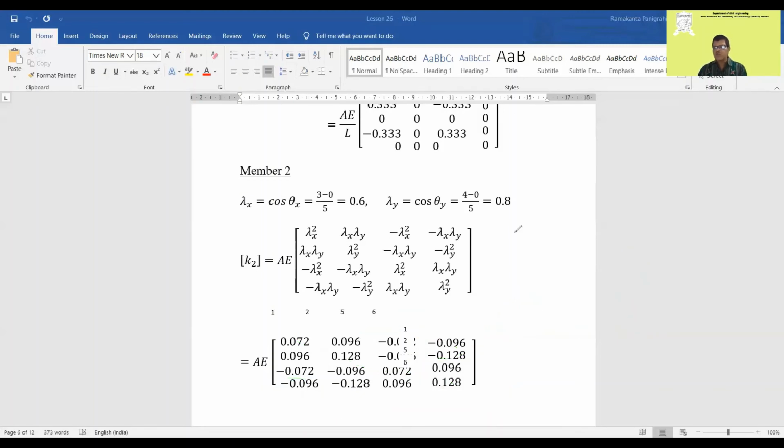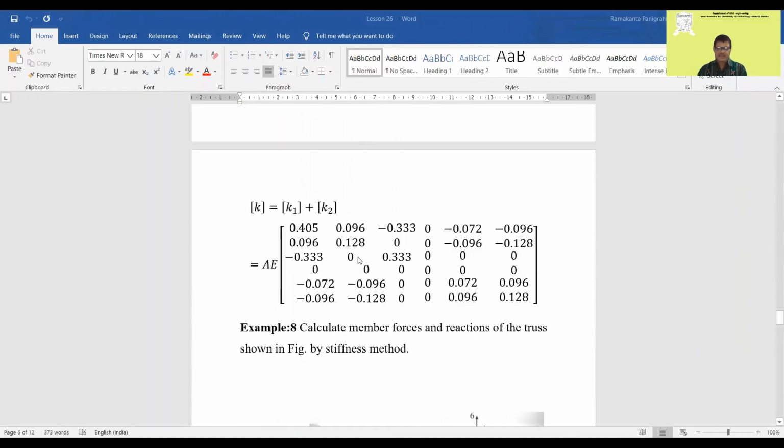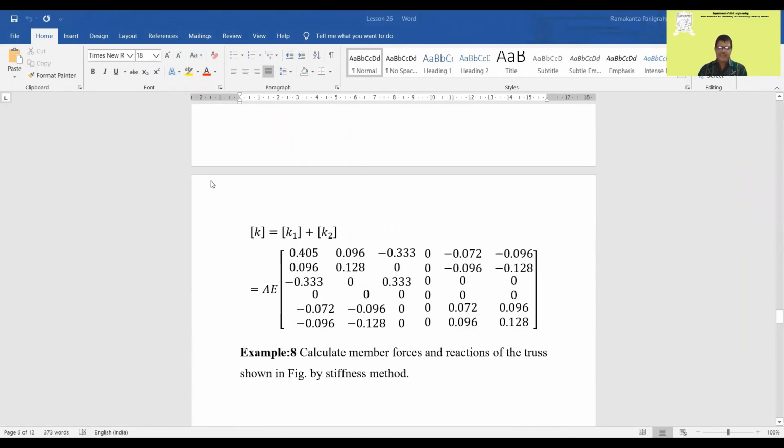Now we find the two member stiffness matrices. Both are 4 by 4. Here it is 1, 2, 3, 4. Here it is 1, 2, 5, 6. Now you have to combine them. How to combine it? That is assembling the matrix. So K is equal to K1 plus K2. Now how will we find K1 plus K2?